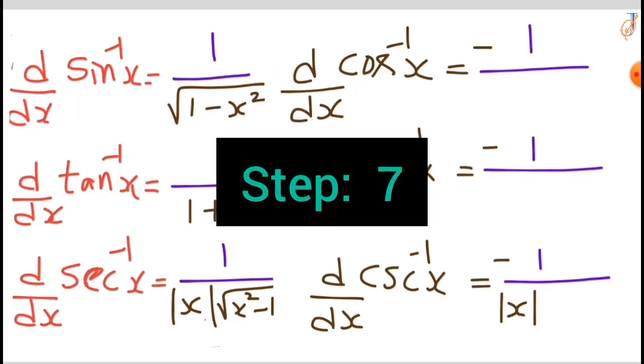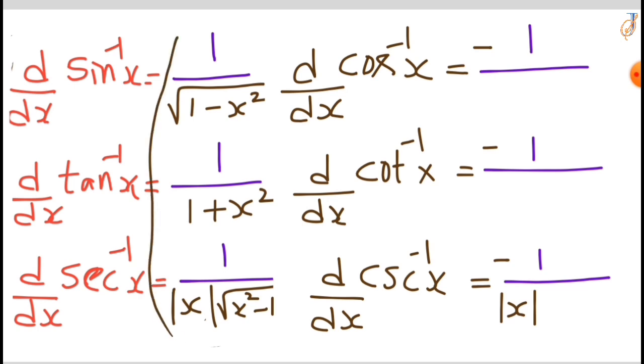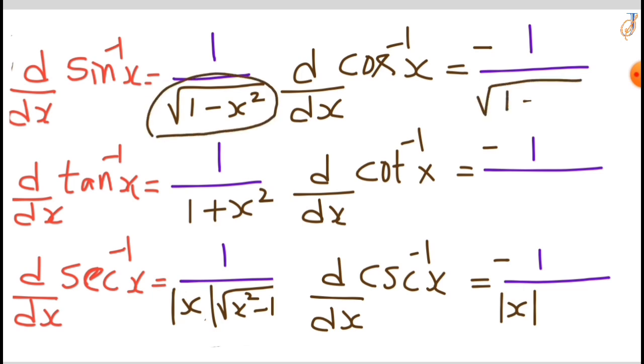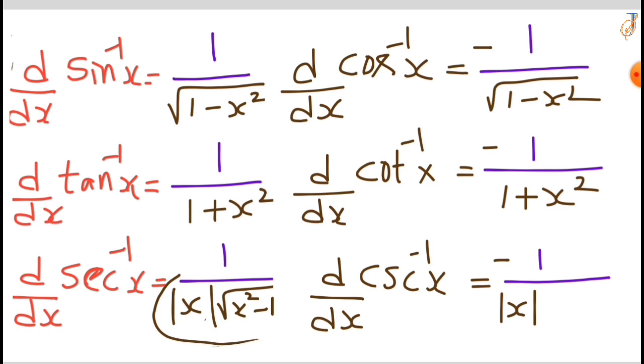The last step is just copy all these denominators as it is and write it here. That is square root of 1 minus x square, you just write here square root of 1 minus x square. And here denominator we have 1 plus x square, copy as it is. Here denominator we have modulus of x, square root of x square minus 1. Just copy as it is, square root of x square minus 1.